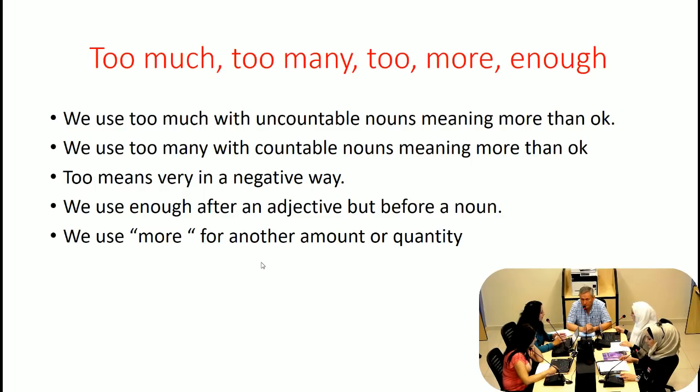About enough: we use enough after the adjective and before a noun. It's big enough, for example. Big is the adjective. It is not big enough. We don't have enough rooms, for example. We use enough in negative sentences. About more, we use more for another amount or quantity. We need more chairs, for example. We don't have enough chairs. Yes. Next, Ms. Samaher.